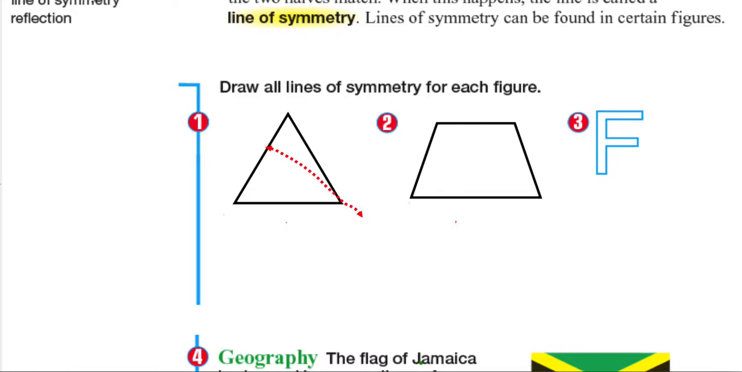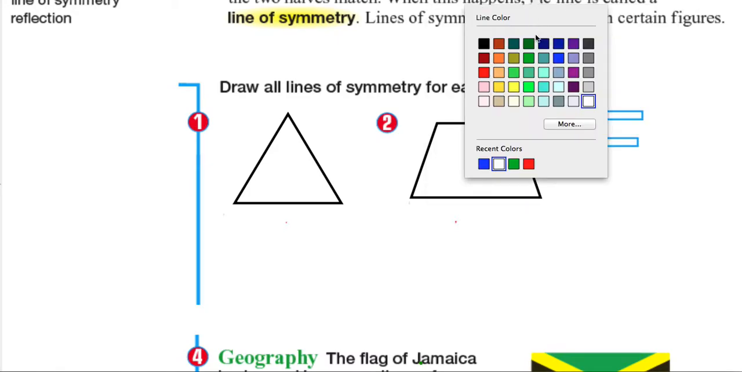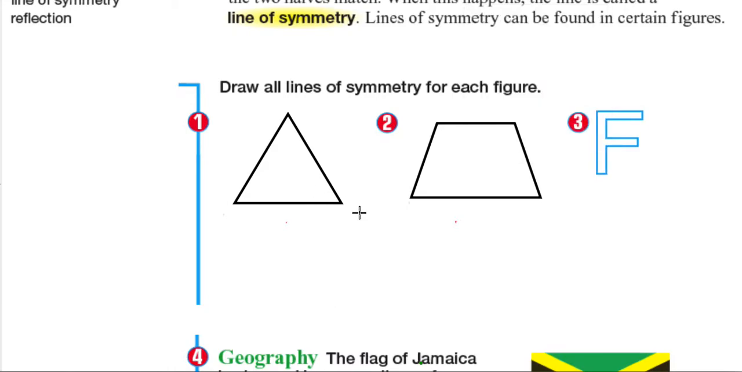Oops, why is it not straight? Let's do that over again. Let's draw a line now that's straight, with two arrowheads, and then we'll use red. So this is a line of symmetry for this equilateral triangle, because if I get this half right here and fold it over my line of symmetry, there will be no overlaps in my figure, and the two halves will match exactly.